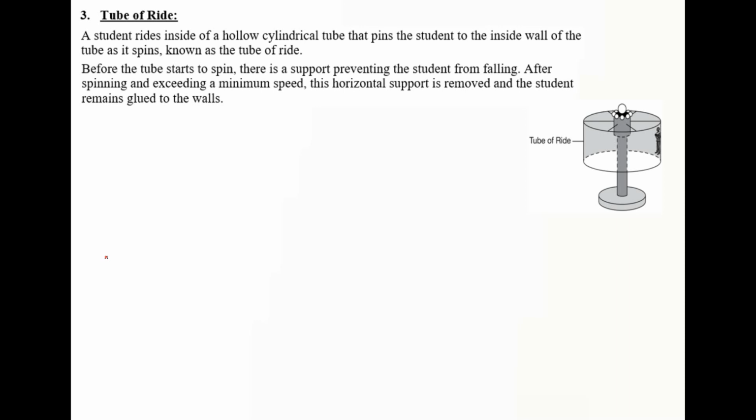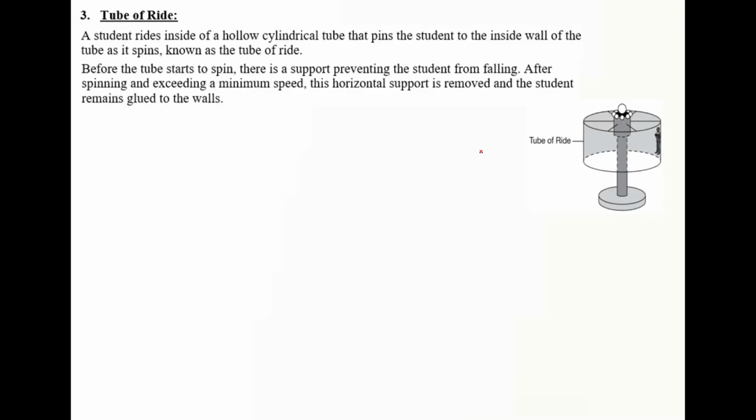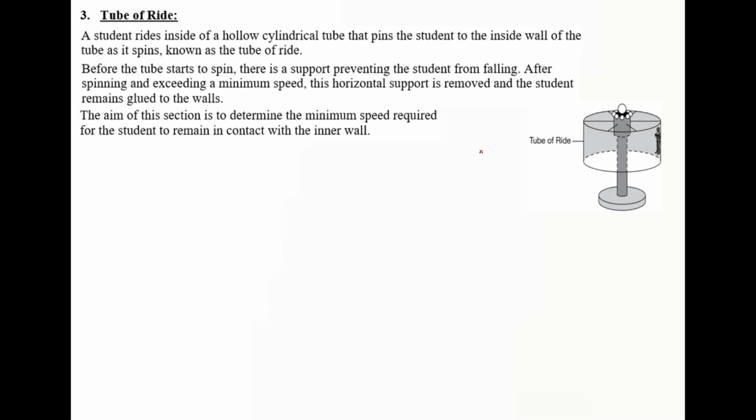Now here we're talking about minimum speed, and this is reasonable because as this tube of ride starts to spin, we need to exceed a minimum speed in order for the student to adhere to the wall, to be glued to the wall. The aim of this section is to determine the minimum speed required for the student to remain in contact with the inner wall.